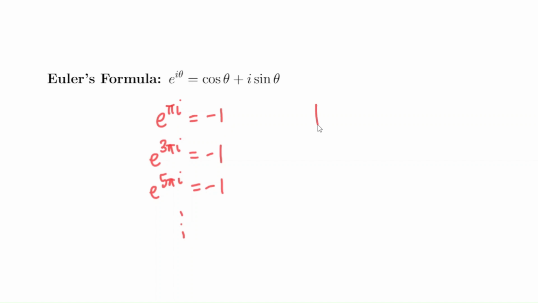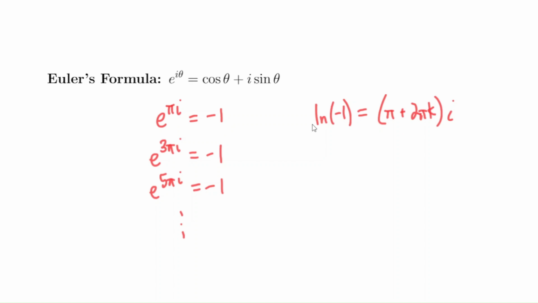So notice when we're trying to figure out what is natural log of -1, the question was really e to the what power equals -1. Well, notice it's e to these odd multiples of pi i. So we can think of this as pi plus 2 pi k times i, where k is an integer. So notice that when k is 0, we just get pi i. When k is 1, we get 3 pi i. When k is 2, we get 5 pi i. And of course, we can also let k be a negative integer as well.